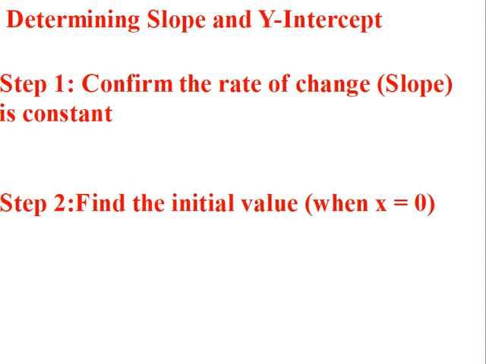All right. So here are your steps to determine the slope and the y-intercept. First, step 1, we need to confirm the rate of change. The slope is constant. Sometimes you're going to be given a table, and that table might go 1, 2, 3, 4, so it's changing by 1s. And I need to make sure that my rate of change is constant every single time. So then it might be 4, 6, 8, 10.